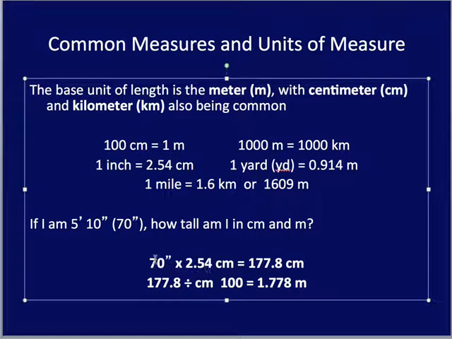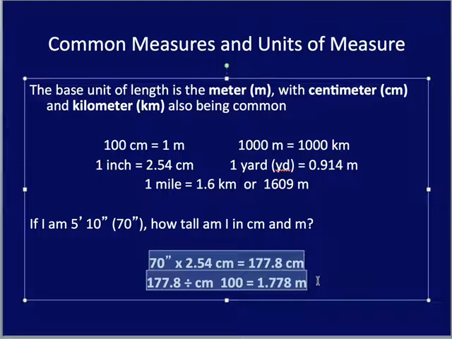Just like the example right here. All right, so we have 70 inches if you're 5 foot 10 inches tall. Multiply that by 2.54, you get approximately 177.8 centimeters.